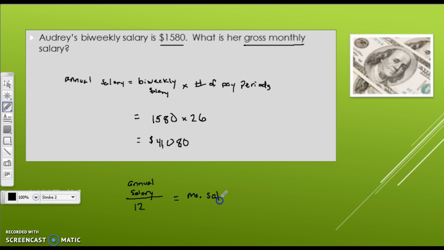So in other words, I take 41,080, divide that by 12, and I find that each month she brings home, well, this is her gross, so this is how much she actually earns, $3,423.33. Alrighty, hope that helps.